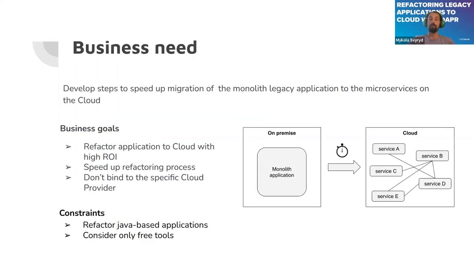Now about the business need. Our business need was to develop steps, and I would even say a solution, for how to speed up migration of a monolithic legacy application to microservices in the cloud. The business goals are refactoring to the cloud with the highest ROI, return on investment, and speeding up the refactoring process itself. One constraint was not to bind to a specific cloud provider, so the client with this solution can easily switch from one cloud provider to another.